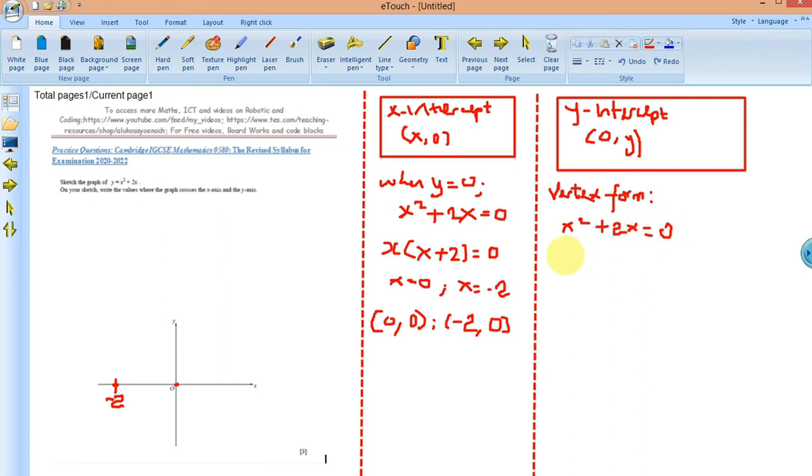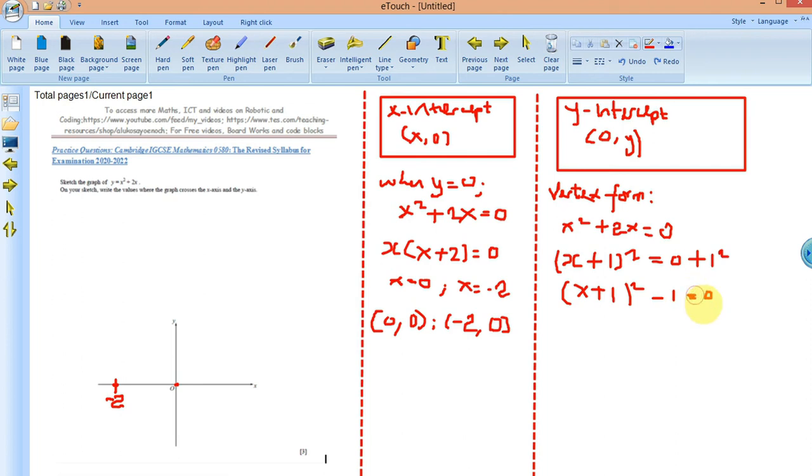Then I have x, then half of the coefficient of x is 1, so x plus 1 squared equals, on the right side, 0 plus half of the coefficient of x squared, which is 1 squared. 1 squared is 1, but let me just write it as 1 squared. So then I have x plus 1 squared, bring this one here, so that's minus 1, equals 0. So this is in standard form.